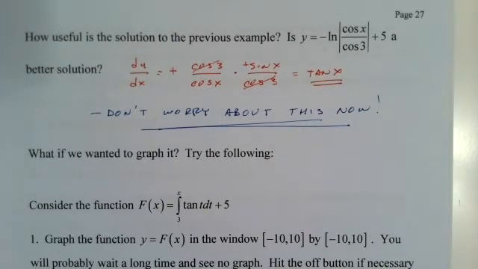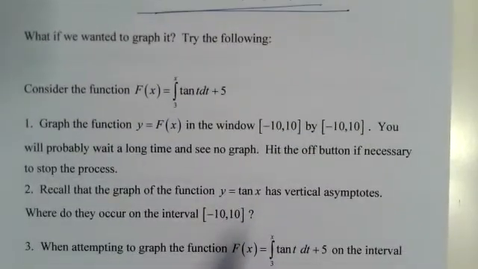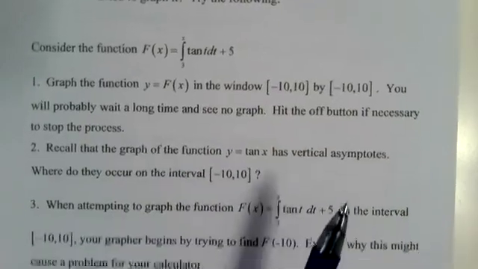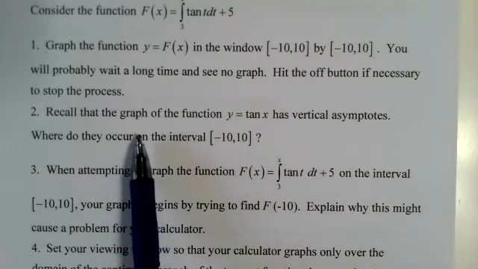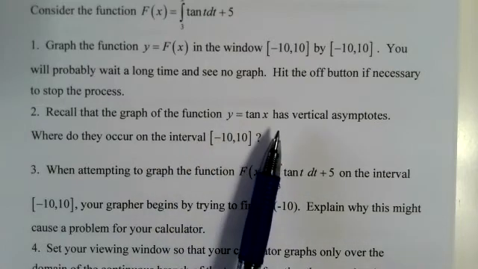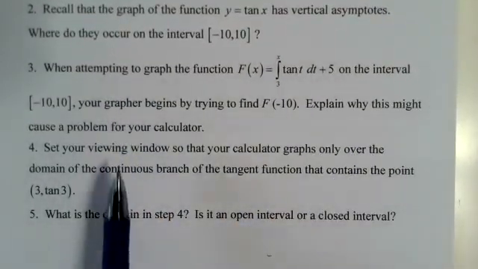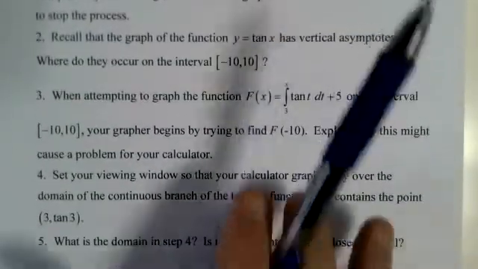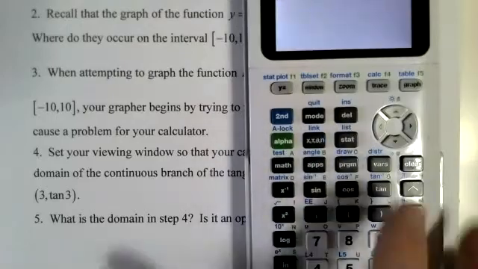What we need to think about is, how do we actually get this to work if we didn't have all this skill? If we just had that previous page? Well, we can actually put it in the calculator. So I don't know if I'm going to do this. Consider the function, graph it. All right, probably going to wait a long time. Hit the off button if you need to stop the process because it's going to go over and over. Now recall the graph of y equals tan x has vertical asymptotes at negative pi over 2 and pi over 2. So I'm going to let you play with this, right? But notice you can do all this math without knowing how to find the actual integral because you have that ability to graph an nInt. You can just go up here and plug it in.